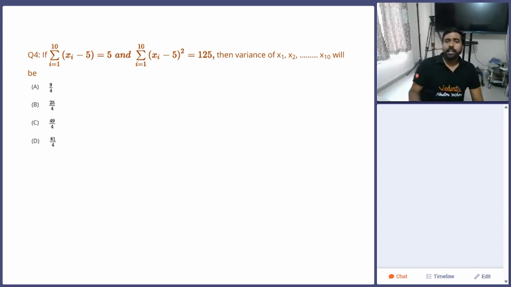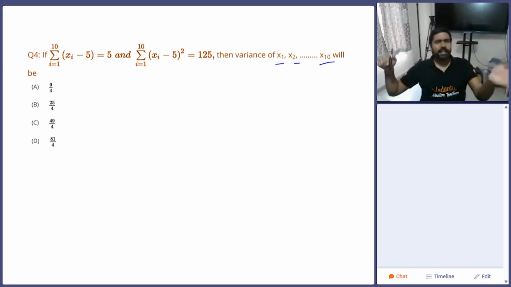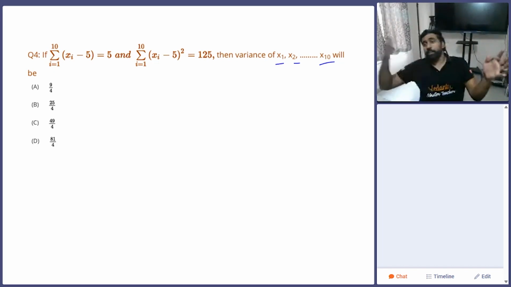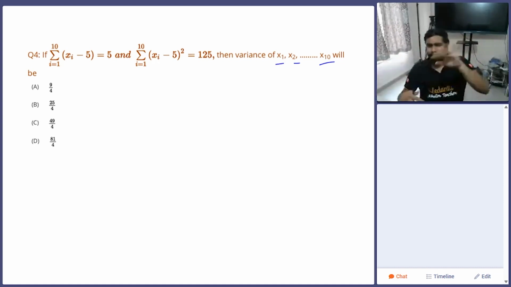What we have here is, you've been asked to find the variance of x1, x2 till xn. But what they have given you is summation of (xi minus 5) whole squared. Now see, you might look at this and think, I can slightly play around, break it as summation xi minus summation 5, then (xi minus 5) squared also, xi squared minus 10 xi plus 25, break it, get summation xi squared, a lot of messy work.